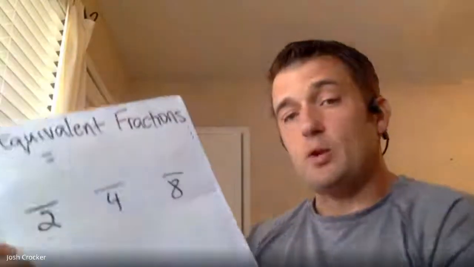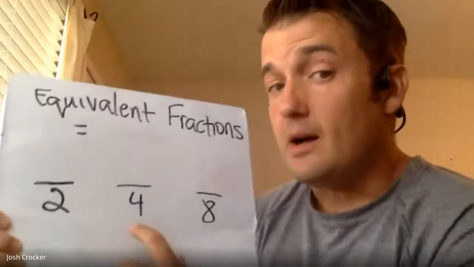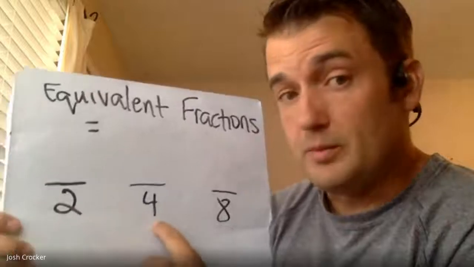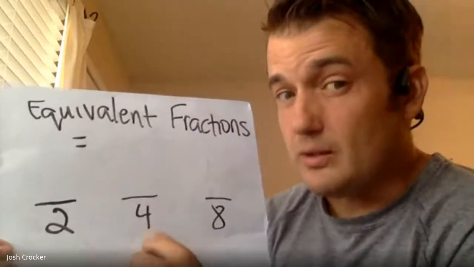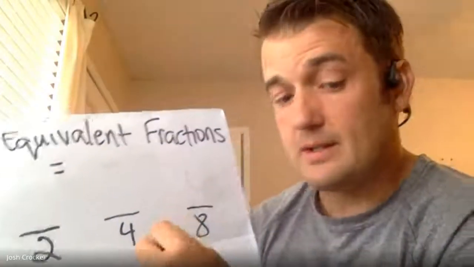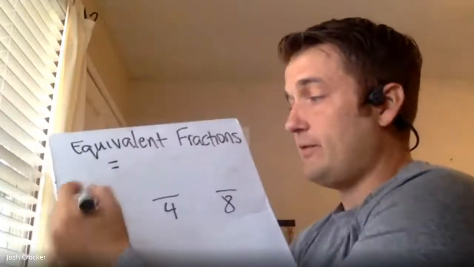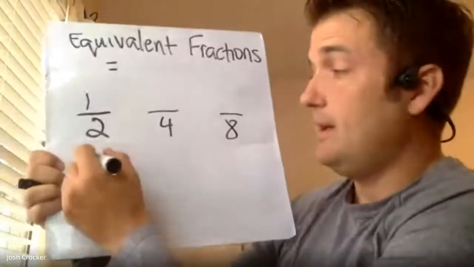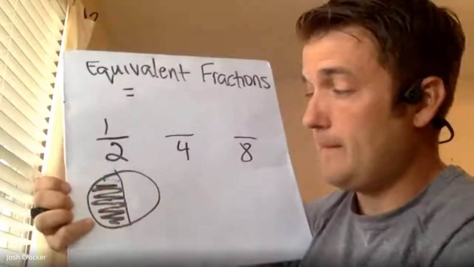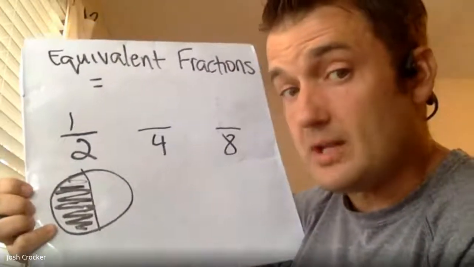So with equivalent fractions, we're going to find that when we have denominators that are multiples, sometimes not, but usually multiples, there will be ways to have equal fractions. So let me show you what I mean here. If I have 1/2, and I draw that, you could say that that's half of that circle. You could say that it's 50%.